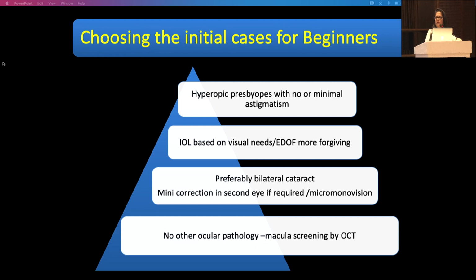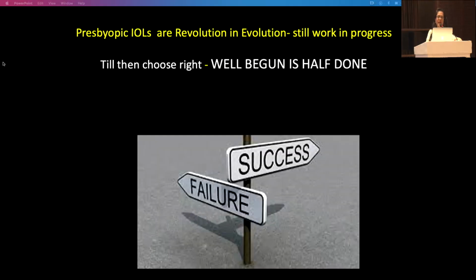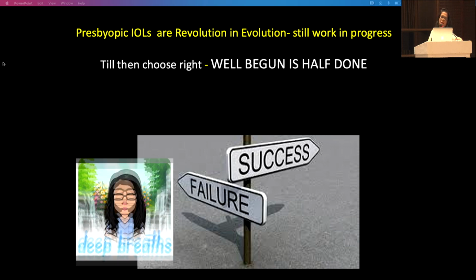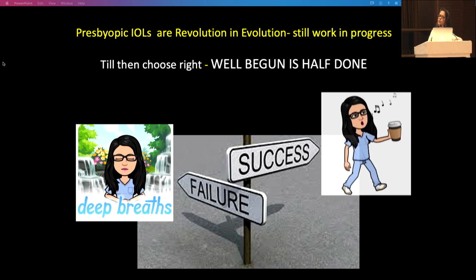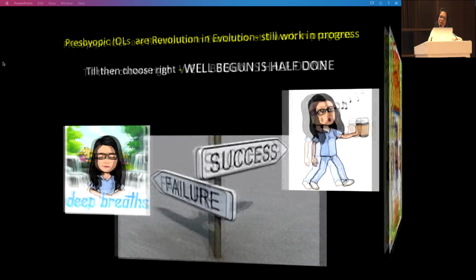And do not burn your fingers by missing out something on the OCT or something on the corneal topography. You may have chosen the best of lens, done the best of surgery, but you will have an unhappy 6/6 N6 because you've missed out a comorbidity. So with that, I will invite the other speakers. The presbyopic IOLs are still work in progress. So they'll keep getting better and better. It's a journey, but we just have to be careful about how we plan things.